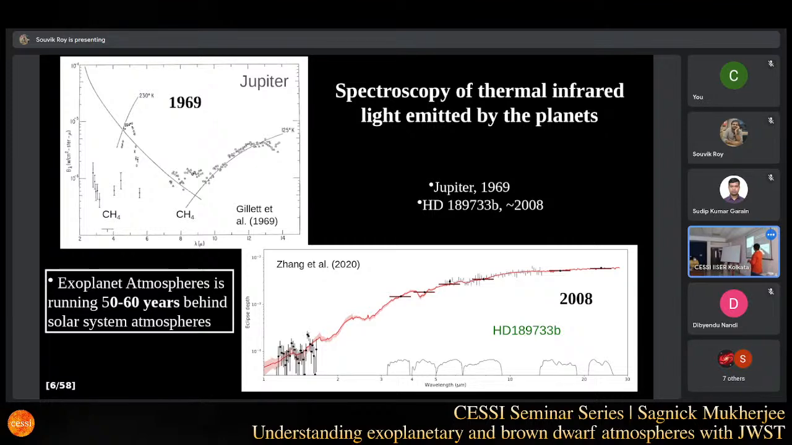So what we understood about Jupiter back in 1969, when we were trying to land on the moon, is what we understand about exoplanets today, which means that our understanding of exoplanet atmospheres is basically running 50 to 60 years behind our understanding of solar system atmospheres. So we do not know a lot about exoplanet atmospheres, and we definitely need to do better. And that's where brown dwarfs come in.